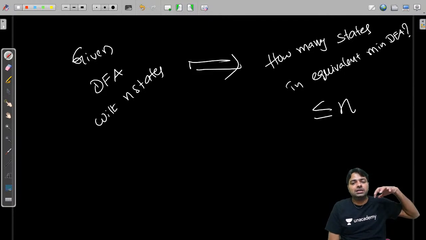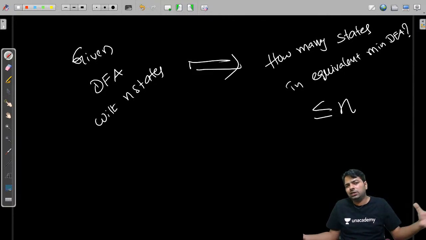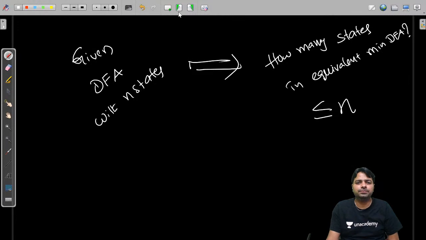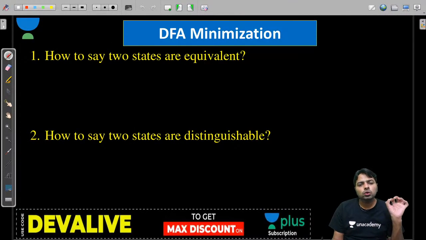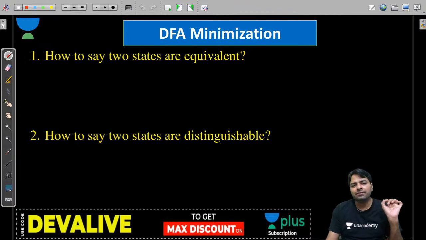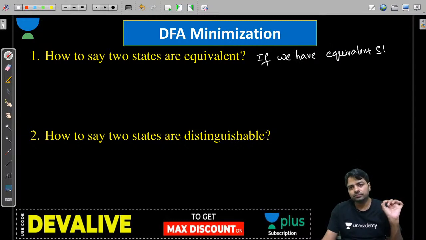I have n states. Now I want to look at whether any few states can be combined or not. Okay, now let's start. How to say two states are equivalent? What is the use of equivalent states? If we have equivalent states, then we can combine them. We can merge them, we can combine them into a single state.